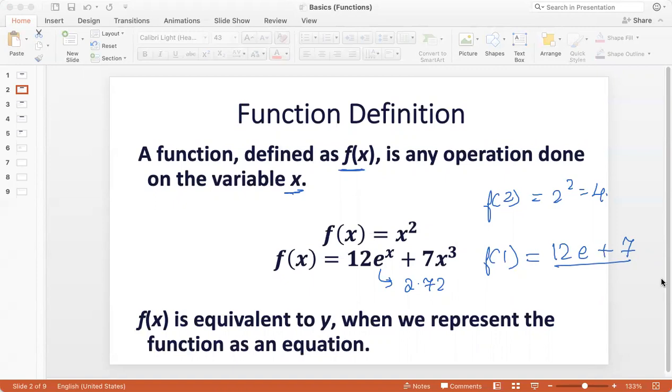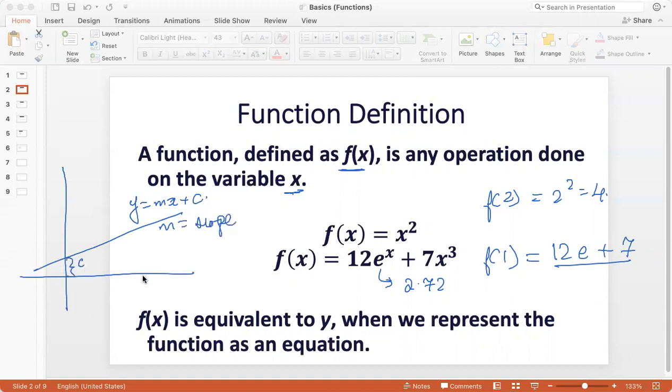Now, f of x is equivalent to y when we define the function as an equation. So let's say I have a straight line equation where I say y is equal to mx plus c, where m is the slope and c is the y-intercept. Then this x and this y can also be denoted as f of x. So I can also say f of x is mx plus c, because that is effectively what we are doing to x to get the value of y. So f of x and y are equivalent.